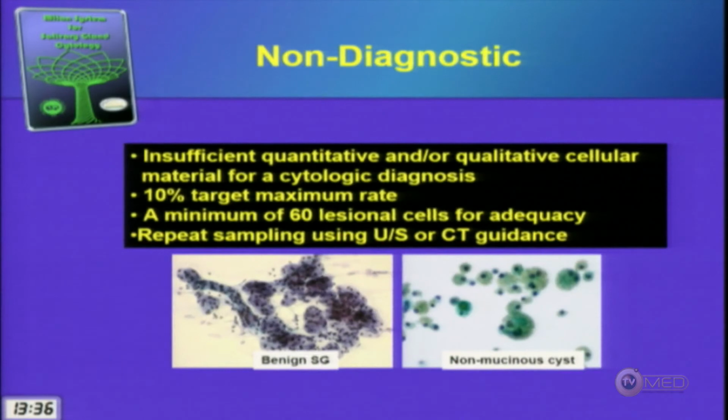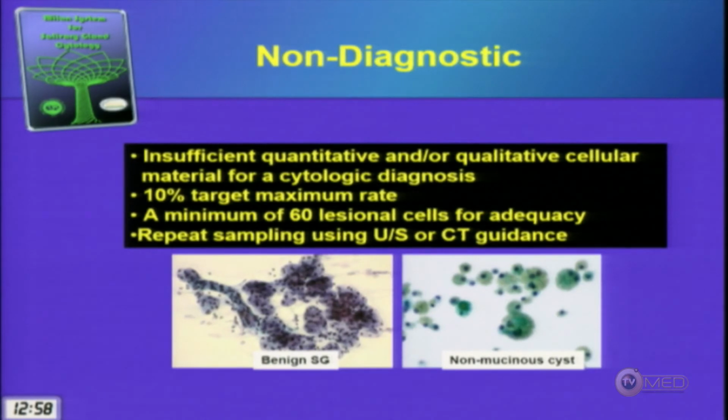Okay, so what I want to do now is very quickly give you an overview of the key salient points for each of these categories in the Milan system. The first one is non-diagnostic. It's pretty obvious: not enough material in order to make a diagnosis. Generally, the maximum rate would be around 10%. We don't really have a number for the number of cells that you would need. There's nothing in the literature, but based on the Bethesda thyroid system, we would say generally you'd want to have around 60 cells or so. It's just kind of a ballpark number.